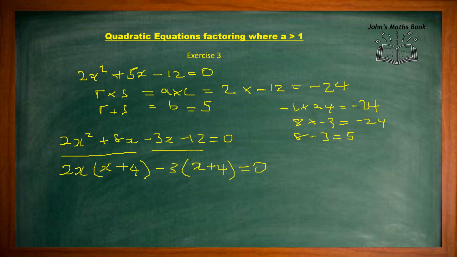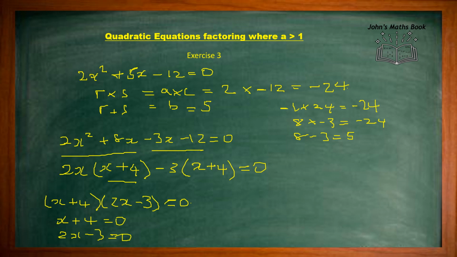Now we have a common term of x plus 4, so let's factorize that. So x plus 4 multiplied by 2x minus 3 equals 0. So now we have two equations. We have x plus 4 equals 0 and 2x minus 3 equals 0.